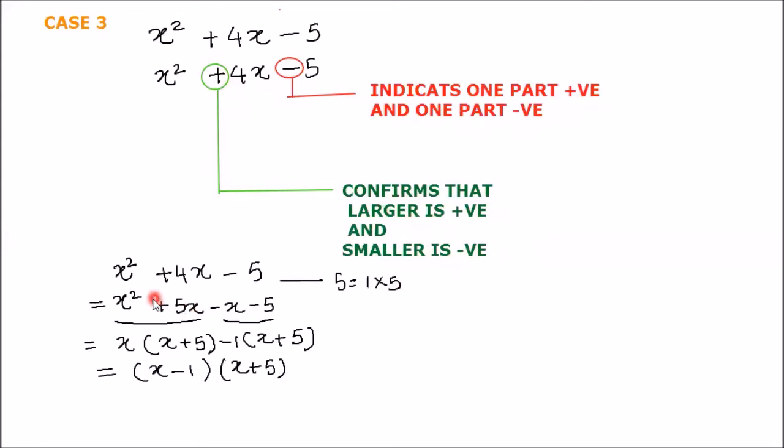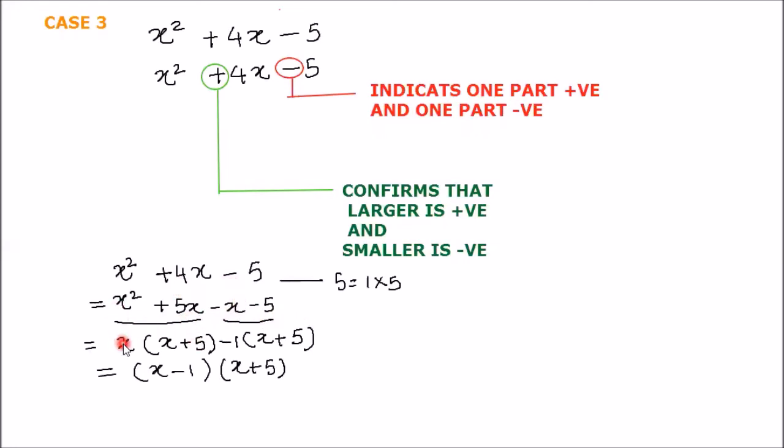So let's start with the factorization. x square plus 4x minus 5. Now factorize this 5. So factors of 5 are 1 into 5. That means we have to give a positive sign to one and a negative sign to the other, and as it is confirmed above that the larger part will be positive and the smaller part will be negative, so I'll be changing the style of writing 4. 5 minus 1 is 4, so that means this is x square plus 5x minus x and minus 5.